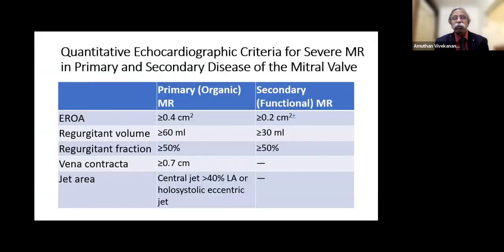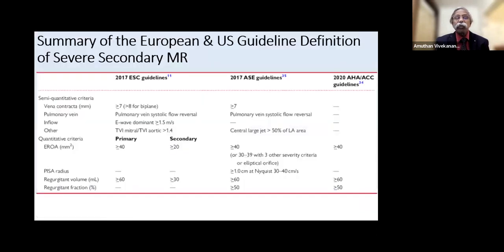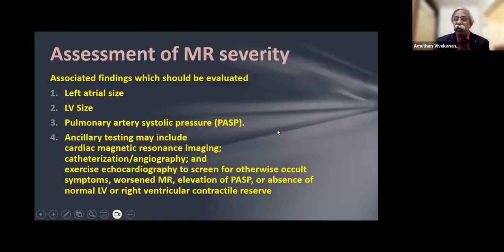So this is how it goes. And these are the methods of anatomic quantification. Anatomic quantification you can do by echo or PISA. Or in 3D, if you have 3D equipment, you can have anatomic regurgitant orifice area calculation. In secondary MR, if it is more than 0.2, it is classed as severe. So this is the difference between the European and American Society of Echo classification. This is the ESC guideline, this is the ACC guideline. ESC guideline divides this further into two, whereas the ACC guidelines don't do that.